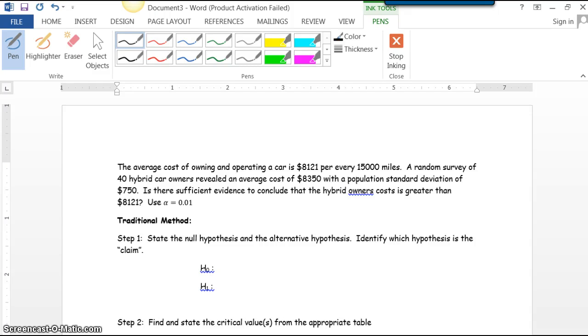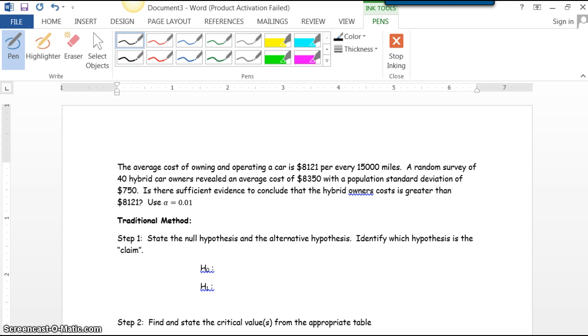This is a hypothesis test about mu, and we are using the traditional method. The average cost of owning and operating a car is $8,121 for every 15,000 miles that you drive it. A random survey of 40 hybrid car owners revealed that their average cost was $8,350, with a population standard deviation of $750.